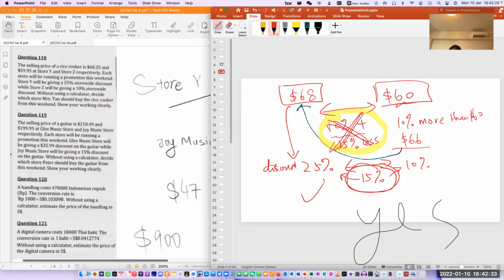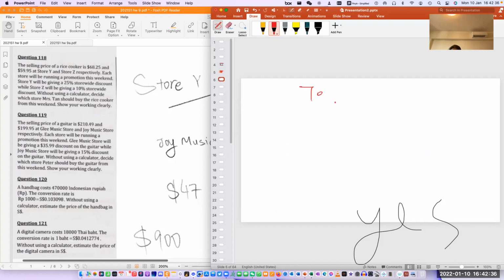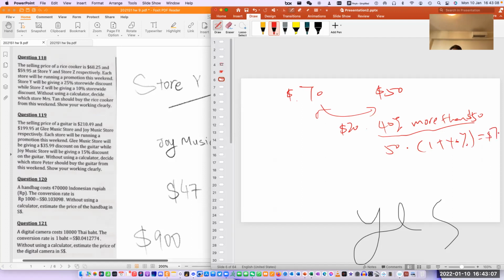Similarly, next time if you get, let's say, $70 here, and I give you $50 here, the difference is $20. So this is 40% more than $50. Do you know how I come to this conclusion? You take 50 times 1 plus 40%, and you get $70. So that's why I say it's 40% more than $50 to reach $70.